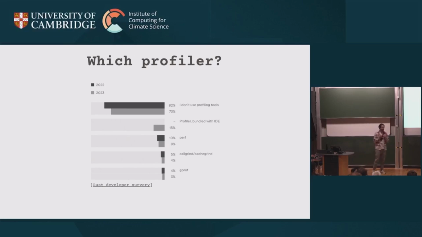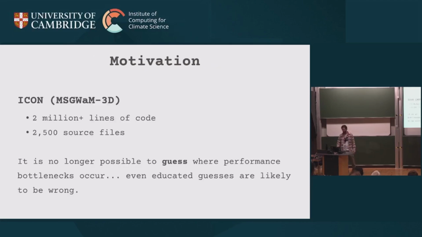Rather sadly for me, as someone who likes profiling and high-performance computation, there was a recent survey, the Rust developer survey, and they asked their community in 2022 and 2023, which profiler do you use to profile your code? A shockingly large number, 82% and 73%, said, what's a profiler? I don't use profiling tools. Fewer said things like perf, callgrind, cachegrind, or maybe their IDE. So after today, we want to take that 82% down and boost the number of people that see the benefit of profilers.